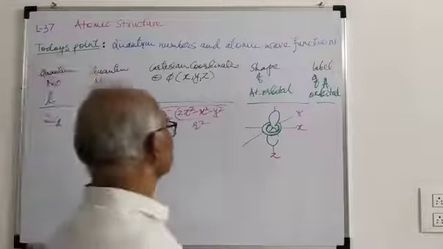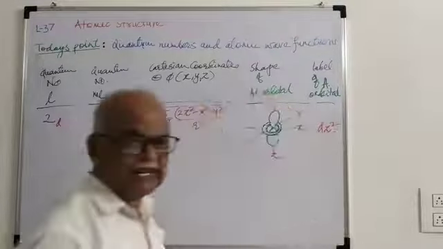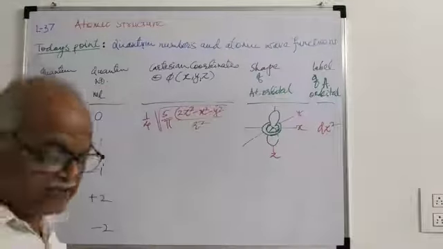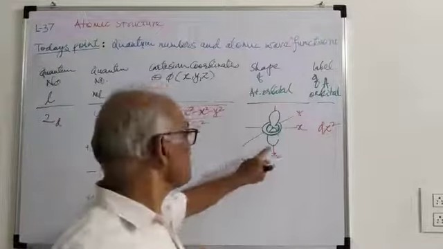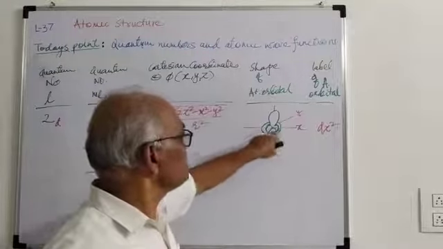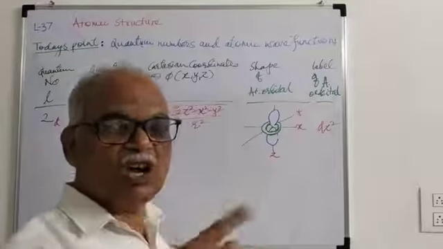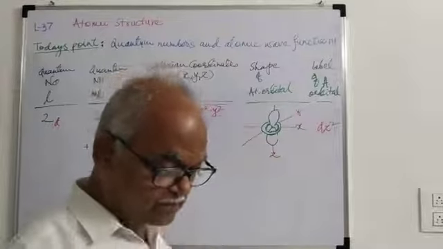So this is called a dz2 orbital. It has a total of 4 lobes, out of which 2 lobes are lying in the direction of the z axis and 2 lobes are reduced and present in the horizontal plane in the circular ring form.